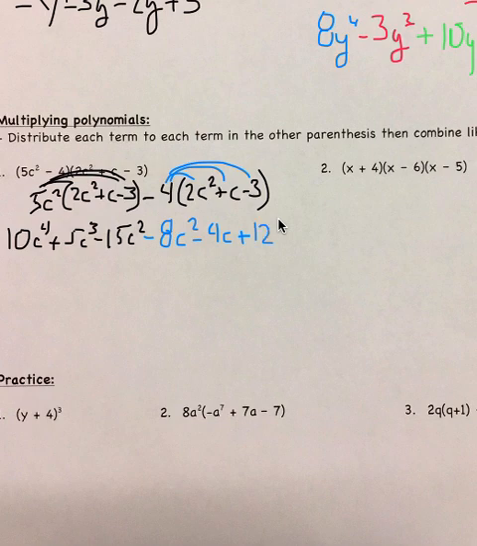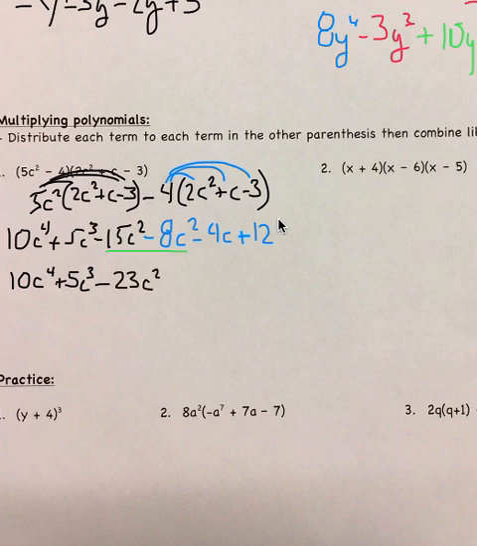And now if you look, the only ones that match up are the c squareds. Everything else stays the same. So we have 10c to the fourth plus 5c to the third. We combine our c squareds and we get negative 23c squared minus 4c plus 12 for number 1.